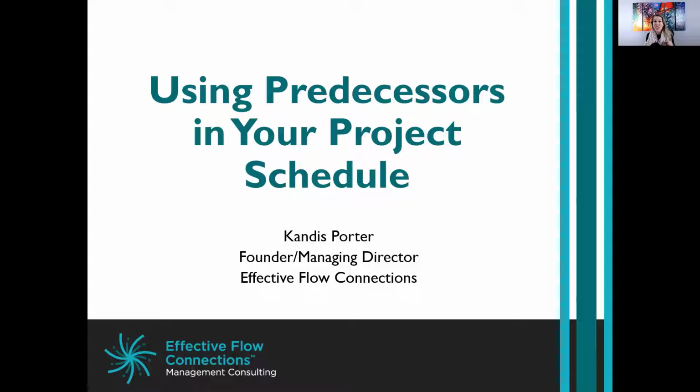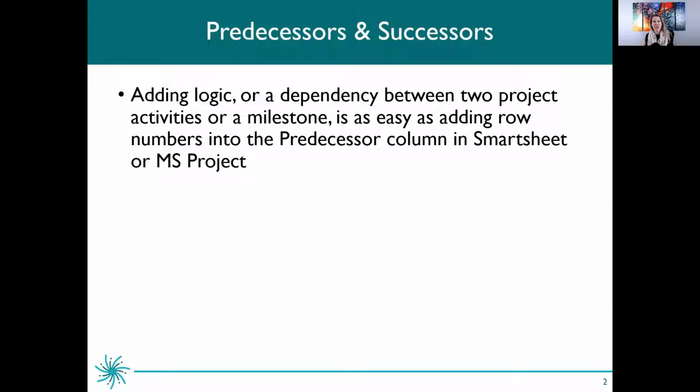Okay, so let's cover some of the basic rules for using logic in your schedule. First and foremost, this is very simple to add into your project schedule. Adding logic, you'll hear it called logic, dependencies, predecessor, and successor tasks. Again, the predecessor task comes first, the successor comes second. You just need to add a row number to the predecessor column in order to link a couple of tasks, or activities, as they are sometimes referred to by Project Management Institute.